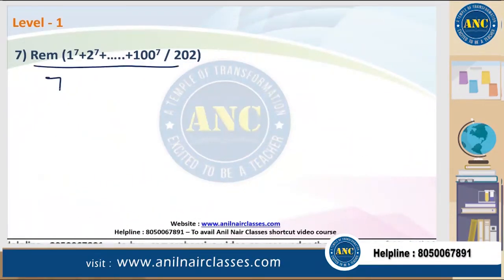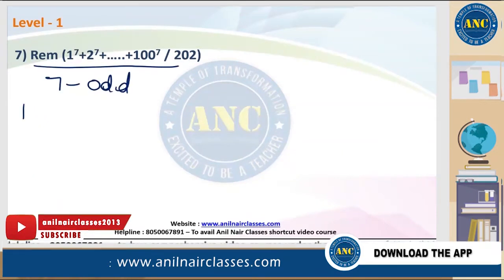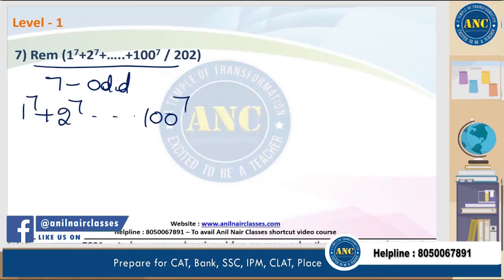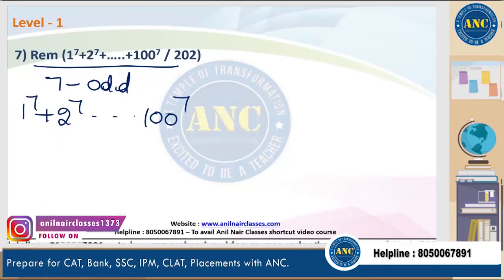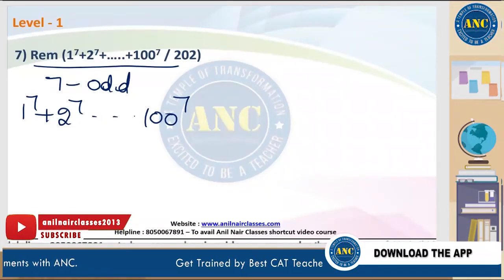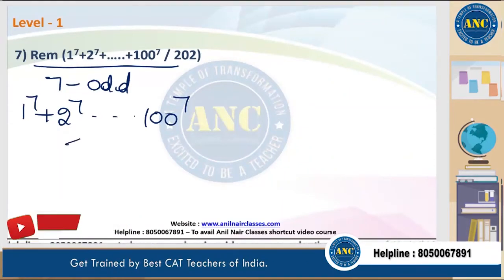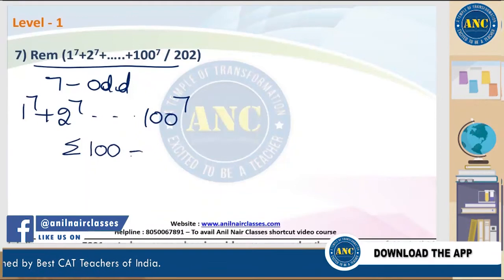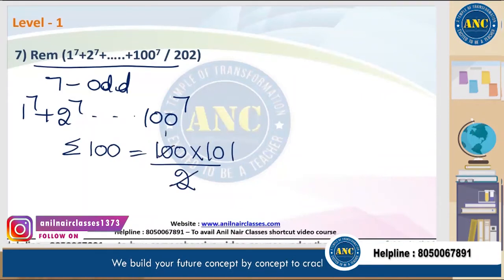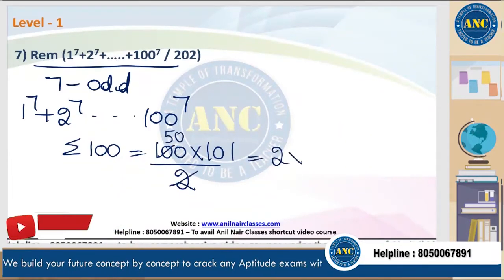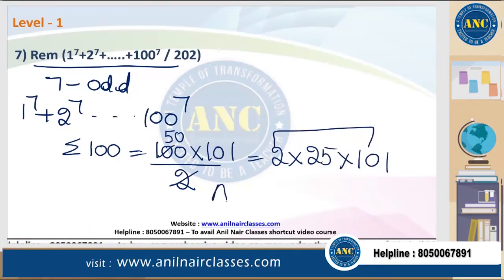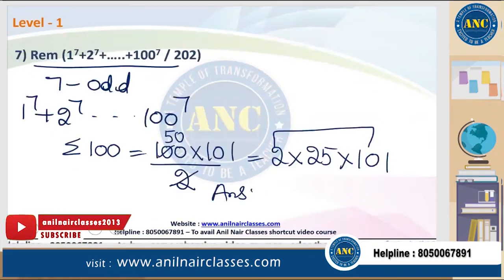What is that concept? 7 is an odd number. 1 power 7, 2 power 7 and so on up to 100 power 7. 1, 2, 3, 4 and so on up to 100 are all consecutive natural numbers. Consecutive natural numbers are always in AP. So it is divisible by summation 100. Summation 100 is 100 into 101 by 2. So 2 ones are 2, 50s are 50, it is nothing but 2 into 25 into 101. 101 into 2 is 202. So answer is 0.